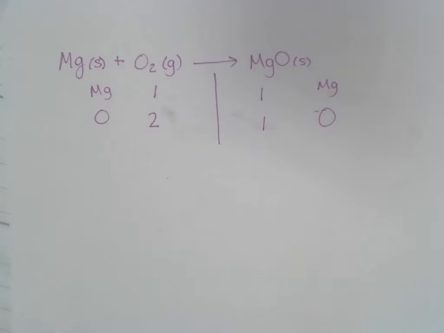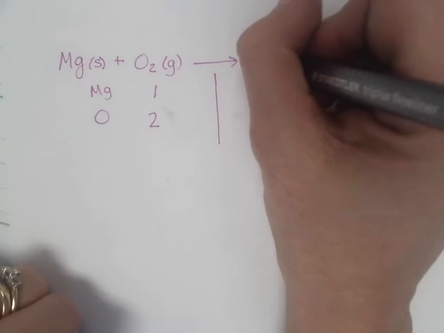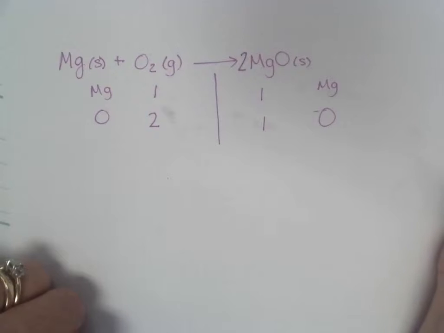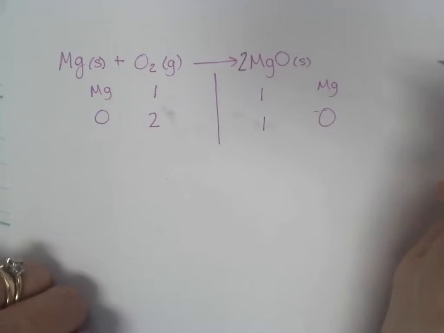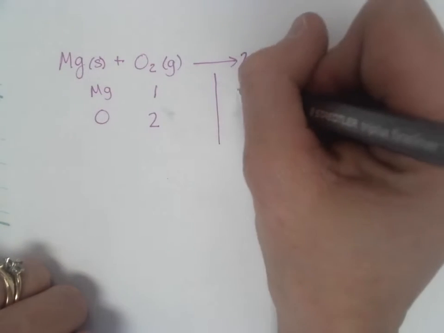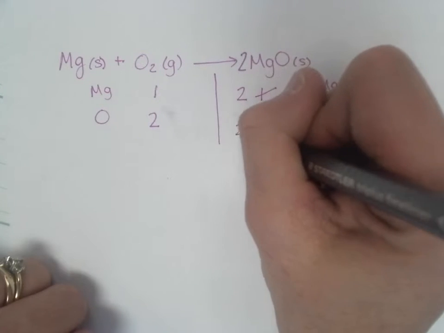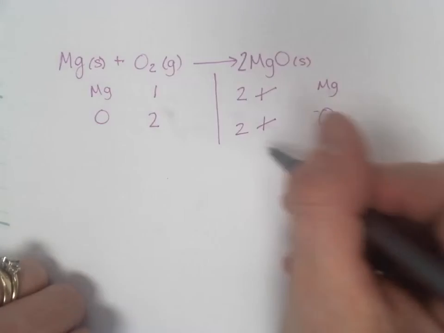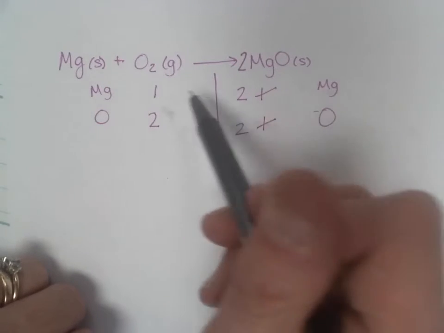Our common multiple here is 2. In order for 1 to get 2, we have to multiply by 2. So I'm going to add a 2 in front of the MgO, the magnesium oxide. By doing that, now I know that there are 2 magnesiums and 2 oxygens. Now my oxygens are equal, but my magnesiums are not equal.